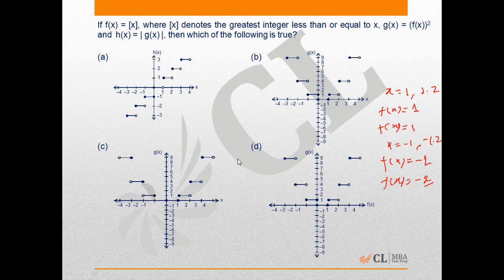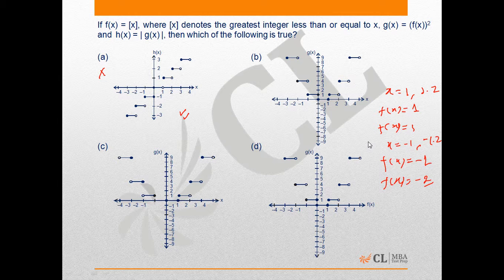Now look at the first option. Here we can see that the value of h of x could be negative as well, but practically that is not possible, as h of x is modulus of g of x, so it has to be a non-negative quantity. It can be 0 or some positive quantity, but it can't be negative, so option A is eliminated.